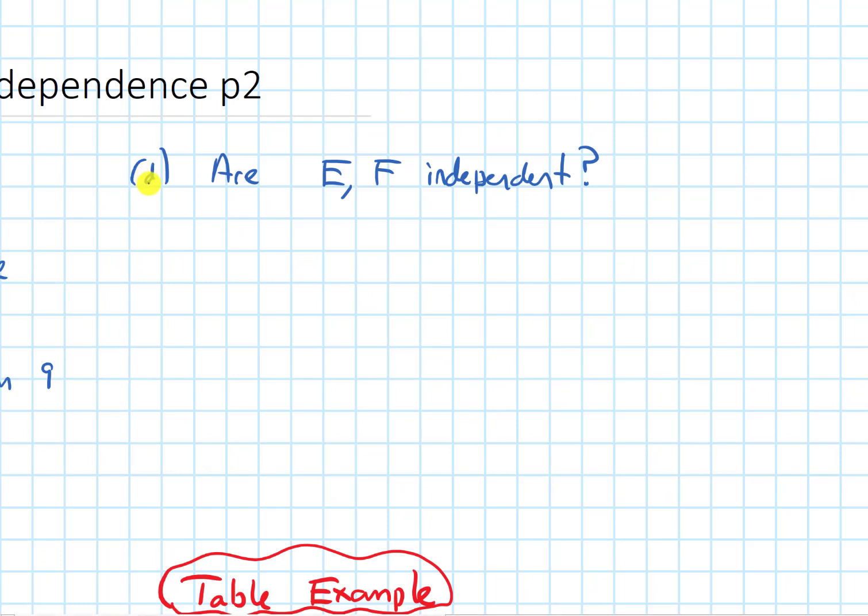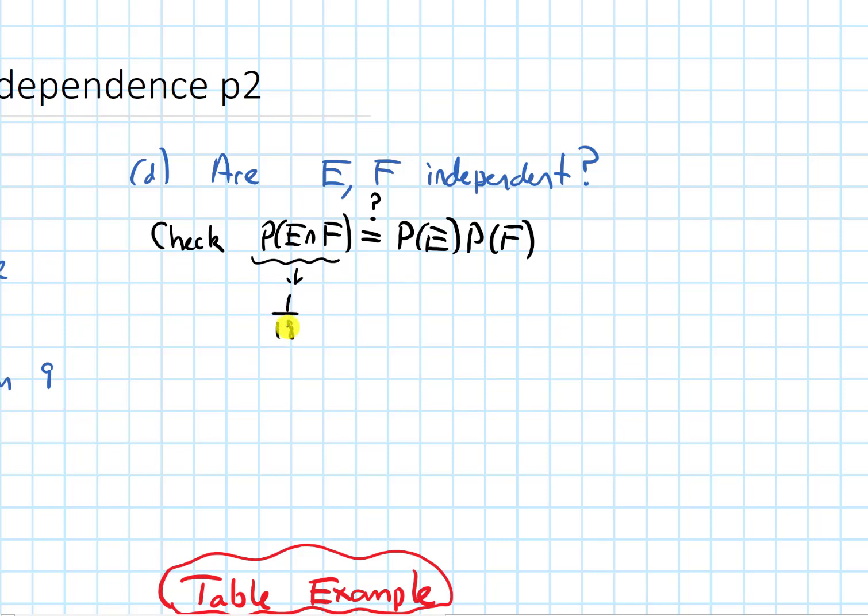All right, so the final part of this example, D asks, are E and F independent? So let's check it using one of our formulas. So let's check to see if the probability of E intersected with F is equal to the probability of E times the probability of F. And let me put a question mark above my equal sign because I don't know if they're going to be equal just yet. So we found each of these probabilities. For the intersection, it was 1 over 18. And on the right-hand side, both of these probabilities were 1/6. So we get 1/6 times 1/6. And if we multiply those, this is 1 over 36.